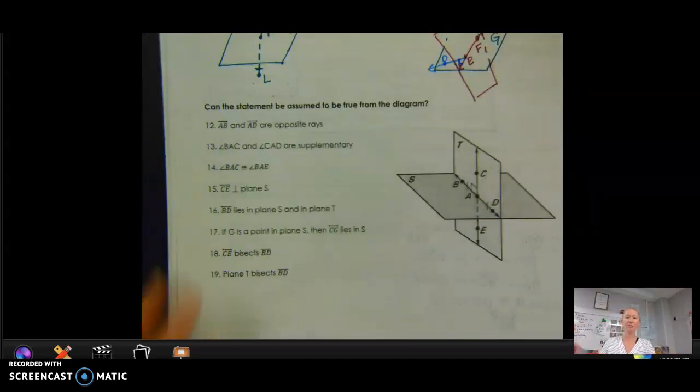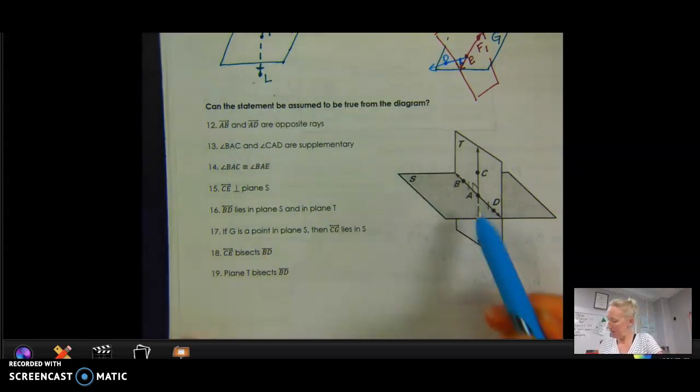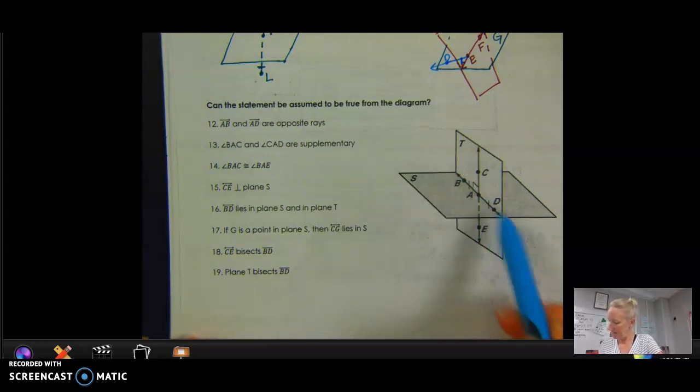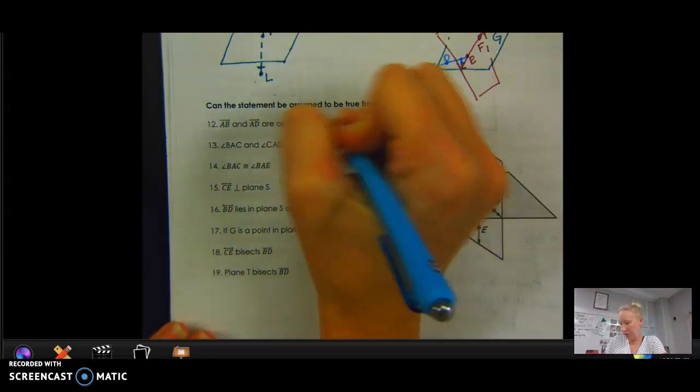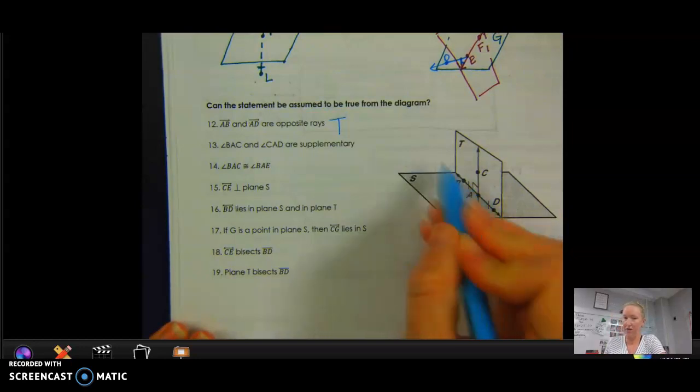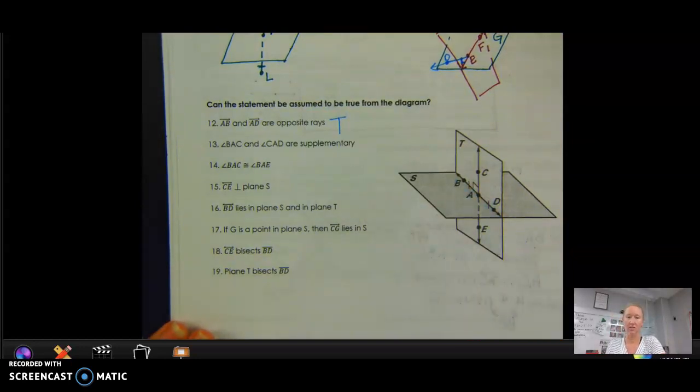Okay, next section. Can the statement be assumed to be true from the diagram? So remember, we can only assume things to be true if they actually tell us they're true somehow in geometry. So ray AB and ray AD are opposite rays. We can make that true because they have the same endpoint, they go in opposite directions, and it's a straight line. So that would be true.